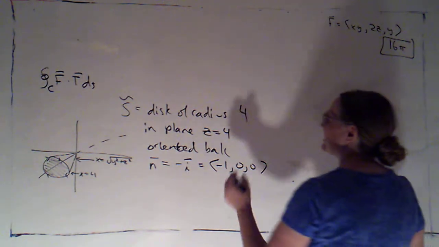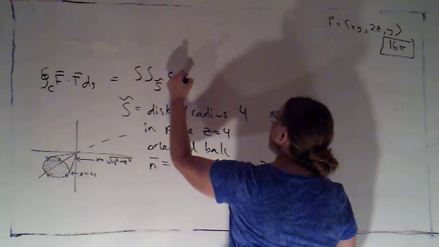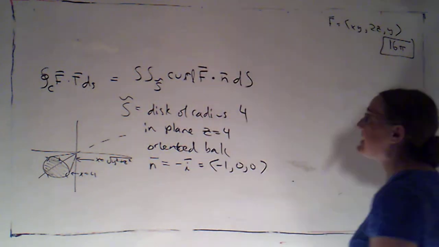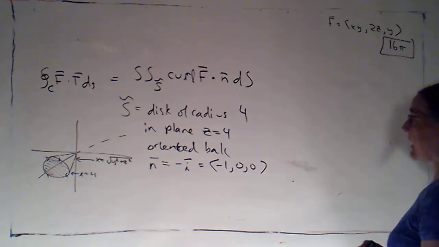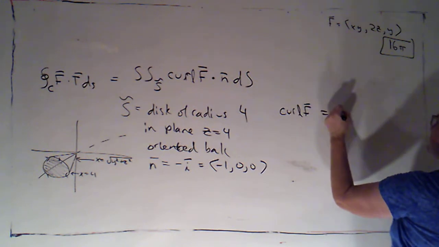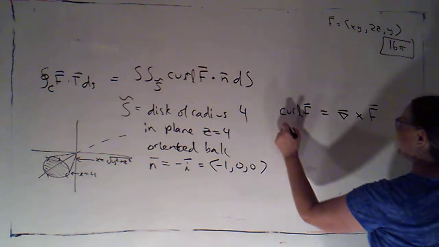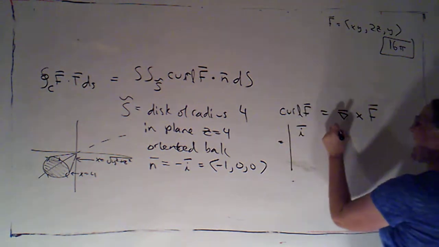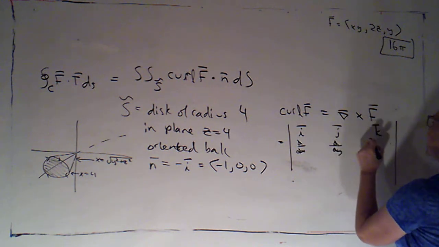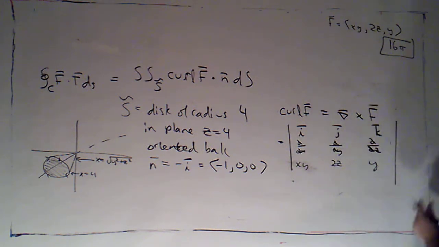So let's do this. This is going to be the double integral along S tilde of curl of f dotted with n ds. So we're going to need to calculate the curl of f. So that's del crossed with f. I left f written up here because I was afraid I'd forget what it was. So that's going to be my symbolic determinant: i, j, k, partial x, partial y, partial z, xy, 2z, y.